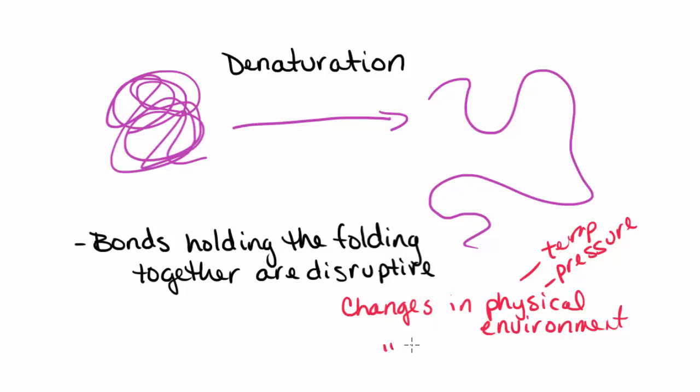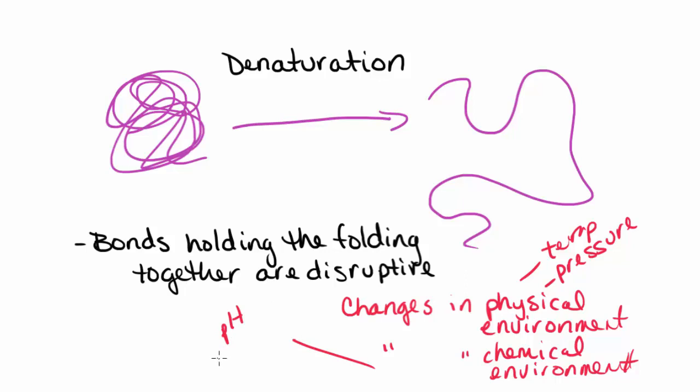We could also have changes in the chemical environment. So if we're talking about changes in the chemical environment, the type of changes that we're talking about there might be changes in the pH. We could have changes in ions. So there may be an abundance of ions. Some of them may have gone away. We may have other proteins that are interacting with this and causing some problems.